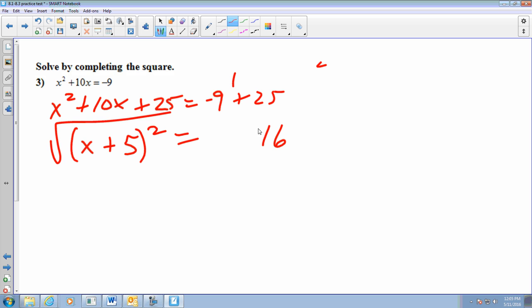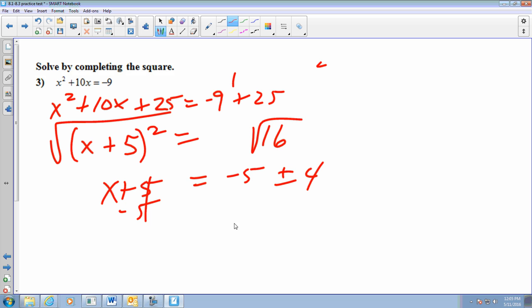And I'm going to do it like I did the others. By square rooting both sides, I get x plus 5 equals plus or minus 4. And then I'm going to minus the 5. And again, it goes in front of the plus or minus, and I can simplify it to negative 5 plus 4 and negative 5 minus 4. So those are my two solutions.